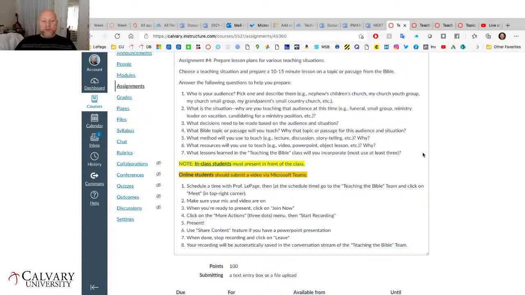Number seven, what lessons learned in the teaching the Bible class will you incorporate? You must use at least three. Okay, so for example, today I'm going to talk a little bit about how to lead a discussion. If you want to lead a discussion, explain a little bit, you don't have to write me a dissertation on this, but just a paragraph or so explaining how you're going to incorporate what I've taught in this class into how you're going to teach, okay?